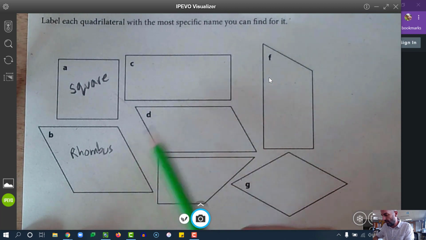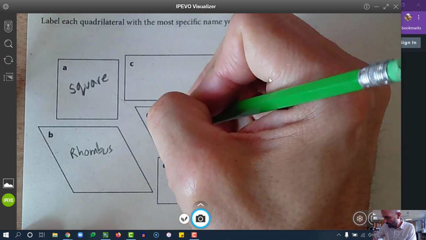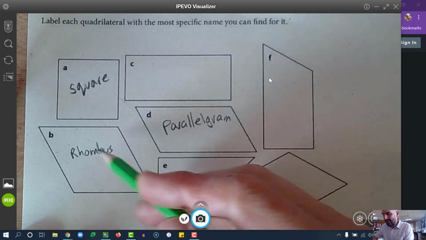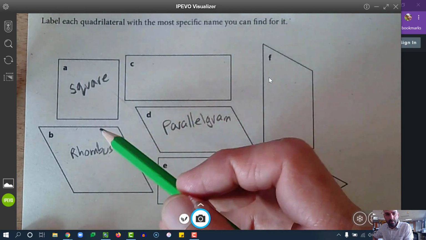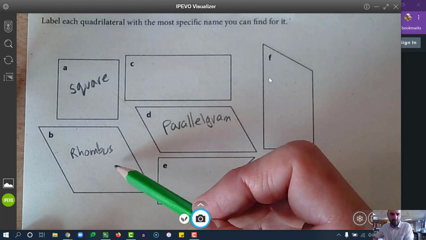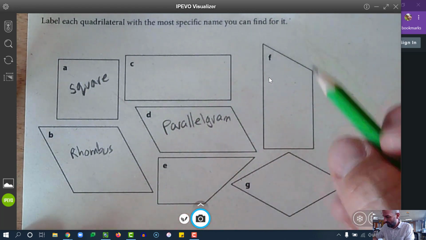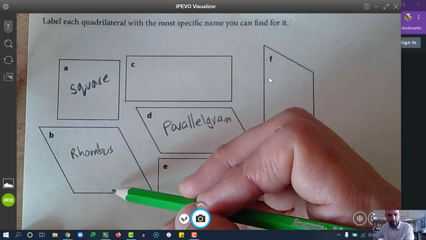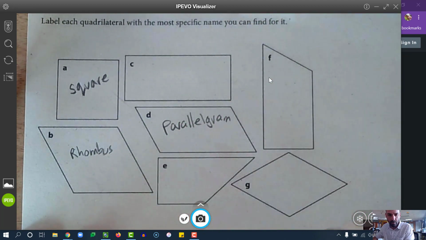Again, if you put parallelogram, that would work for D. The reason it doesn't work for B is because they're all congruent. So because they're all congruent, that changes that from a parallelogram to a rhombus. To be more specific, you could call it a parallelogram, but the most specific name would be rhombus.